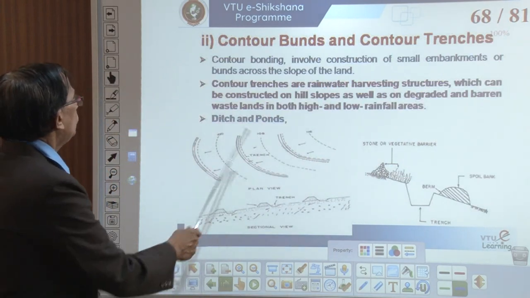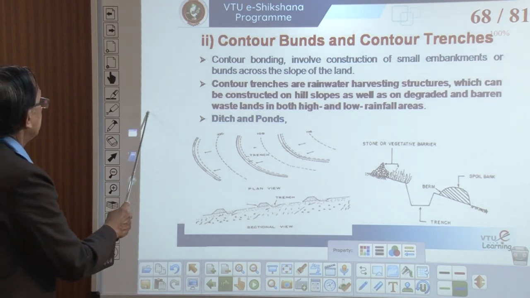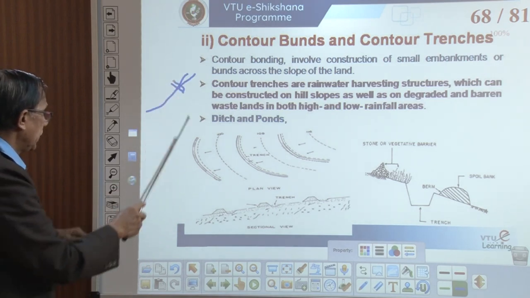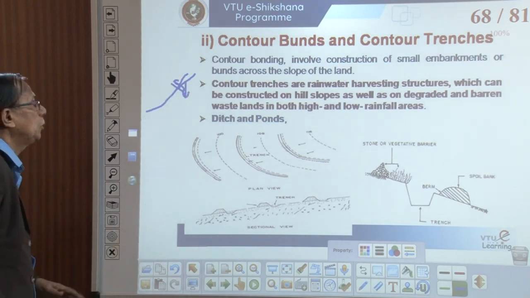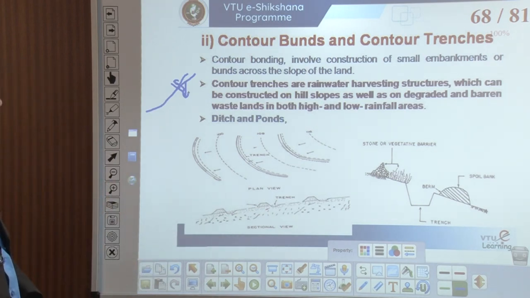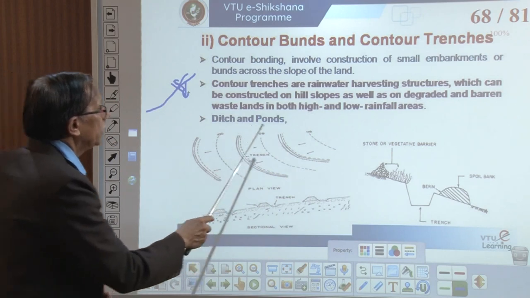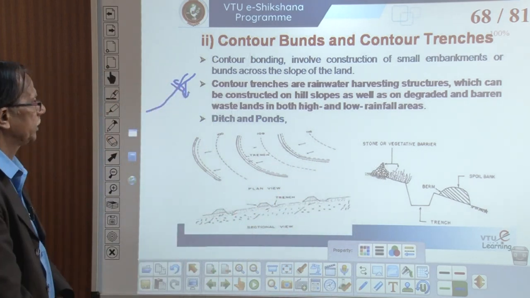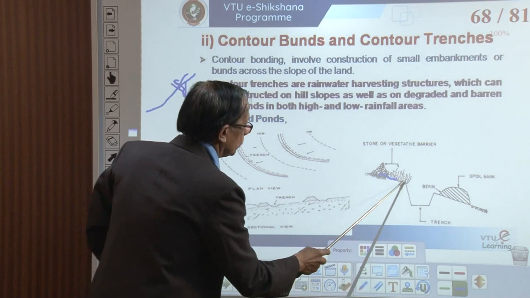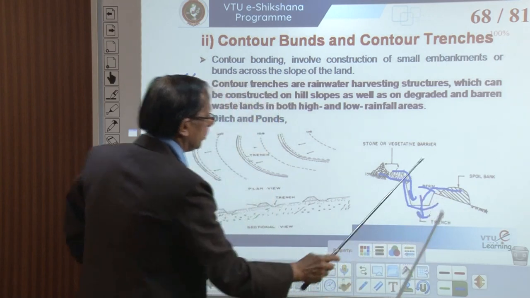Contour bunds we also construct, a kind of rainwater harvesting in a mountainous area. We have tributaries flowing, small, first order, low order, and we can construct a bund like this and make the water stand and percolate. A contour bund involves construction of small embankments or bunds across the hill slope. Contour trenches are rainwater harvesting structures. They can be constructed on a hill slope as well as on degraded and barren wasteland, in both high and low areas. Also ditches and ponds along the hill slope: if we have a ditch, the water can stand, excess water flows on, and here it can percolate.